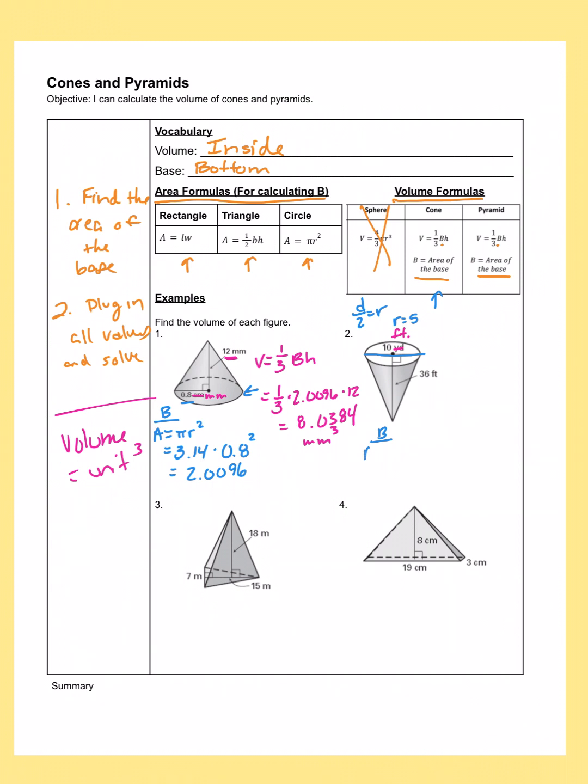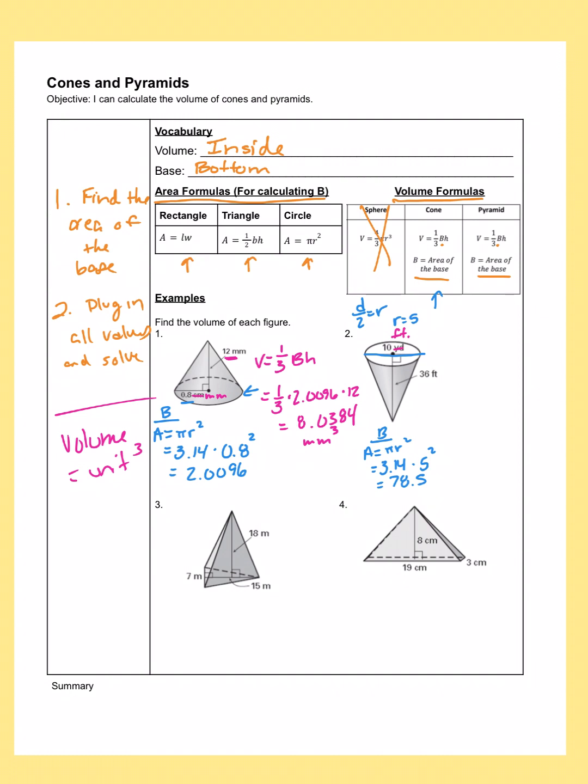And we're looking at the area of a circle again. So that's pi times radius squared. So for us, it's going to be 3.14 times 5 squared. And I'm going to put that in my calculator. And that is going to give us 78.5.